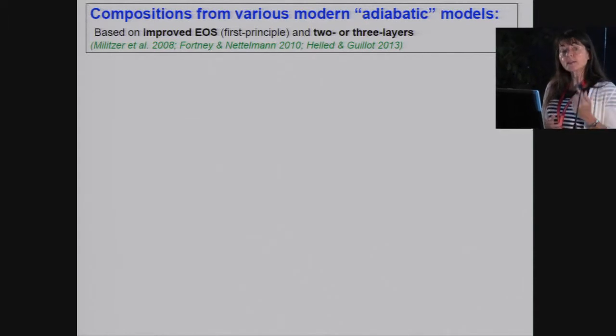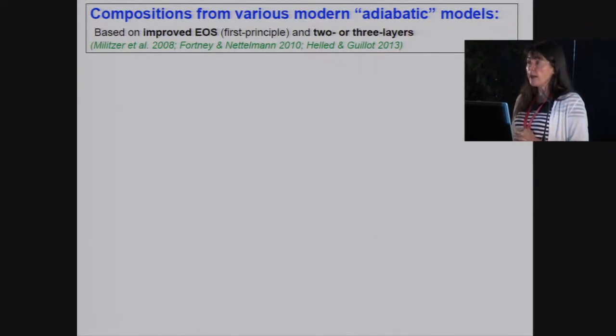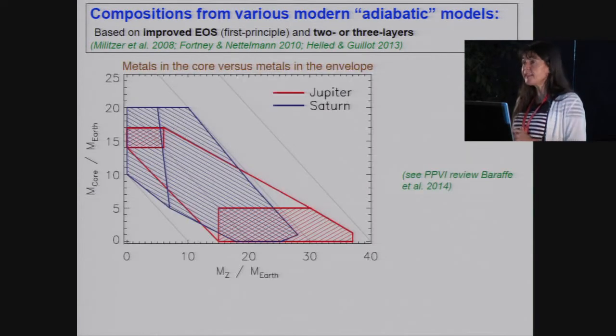So now, when we look at modern fully adiabatic models of Jupiter and Saturn, which are based on improved, ab initio equations of state and on either 2 or 3 layer models, we see that there is still a degeneracy of possible solutions, for example, to reproduce observational constraints such as the gravitational moments of Jupiter and Saturn. I will not go into the details here. You have the mass of the core, and here the mass of heavy elements in the envelope. Red is Jupiter, blue is Saturn. You can see there are a lot of possible solutions which can still reproduce our observational constraints. And one of the main reasons for this degeneracy is whether you use a 2 or 3 layer model.